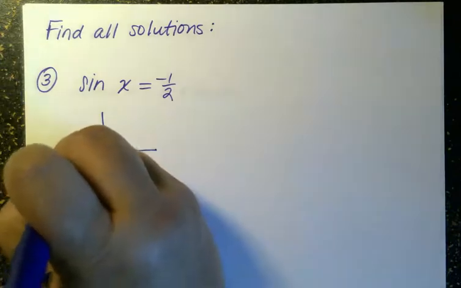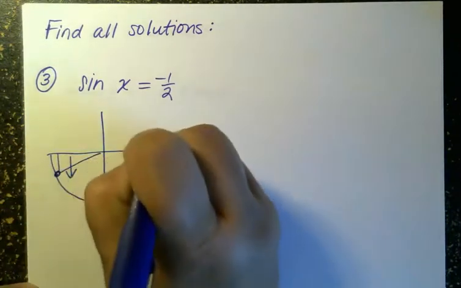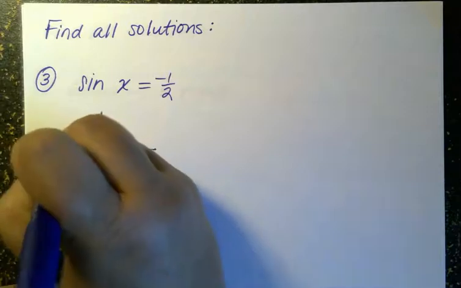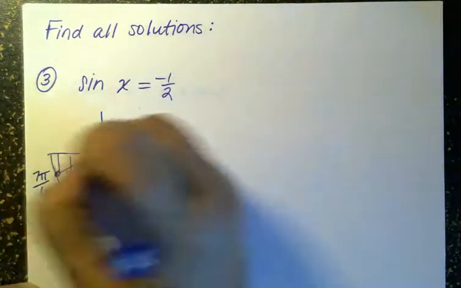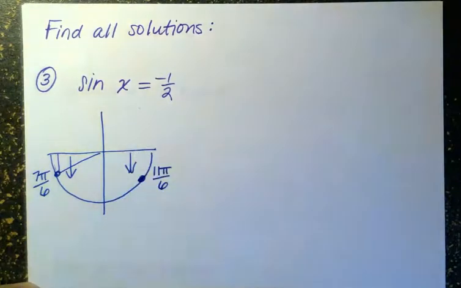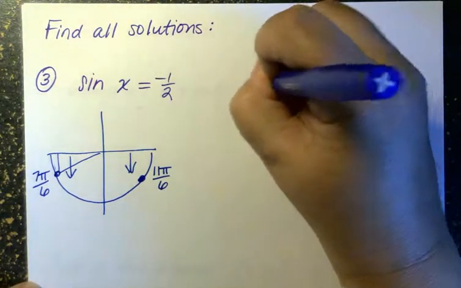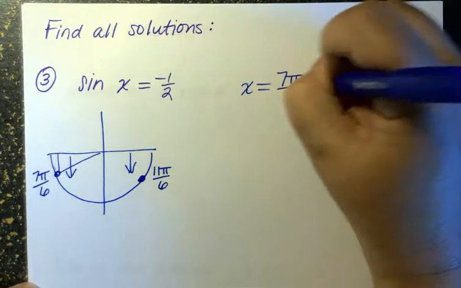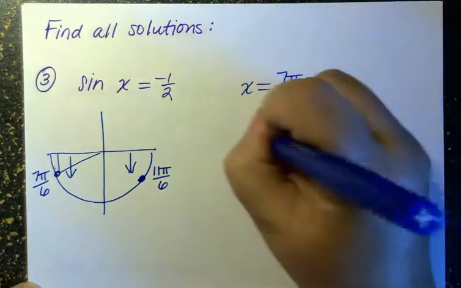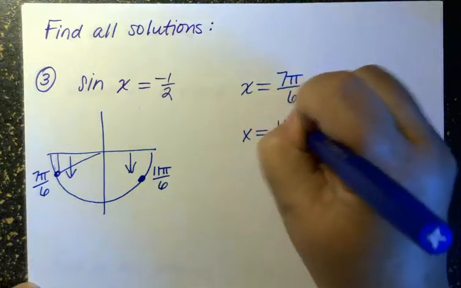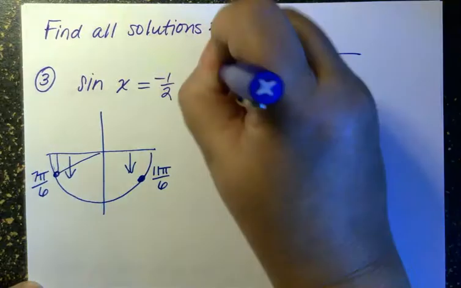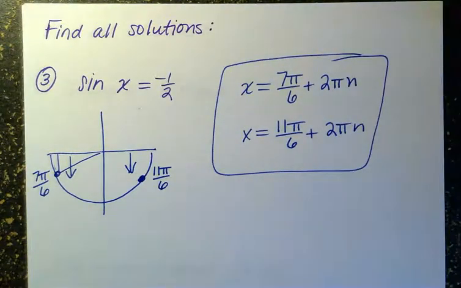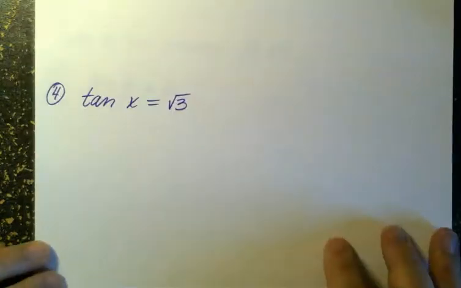Negative 1/2, it's going to be 30 degrees below. Sorry, those don't look even. But it's going to be 7 pi over 6, and it's going to be 11 pi over 6. Okay, so my value is 7 pi over 6 plus 2 pi times n, and 11 pi over 6 plus 2 pi times n. And that's my answer. What do you know? I accidentally did the problem that I had set up for us. So let's just change it.